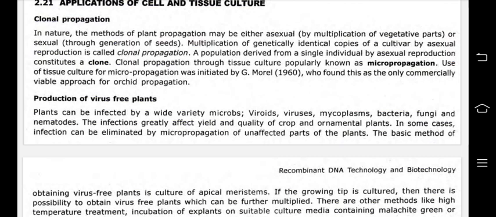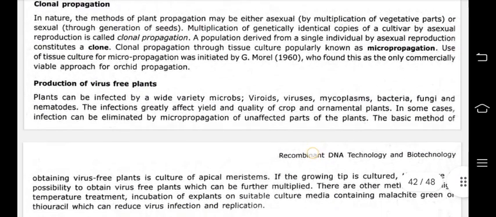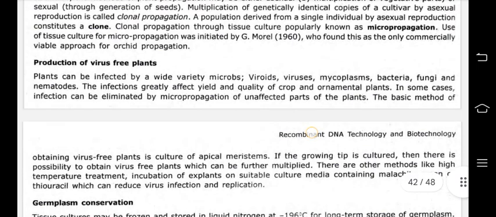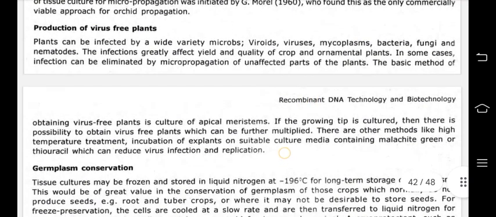Clonal propagation through tissue culture, popularly known as micropropagation. Use of tissue culture for micropropagation was initiated by G. Morel in 1960, who found this as the only commercially viable approach for orchid propagation.